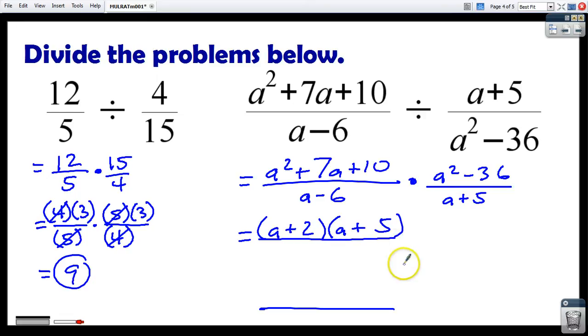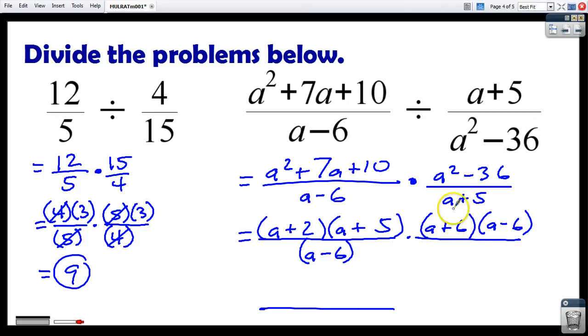Alright, now let's take a look here. A minus 6. When I look at that, none of our factoring tricks apply. It's kind of like the 5 over here. It's kind of like a prime number. So the best we can do is just recopy it and put it in parentheses so we can consider it its own factor. Over here, this looks like the difference of squares shortcut. A plus 6 times a minus 6. And then finally on the bottom here, this won't factor, so we'll just recopy, just like we did with the a minus 6.